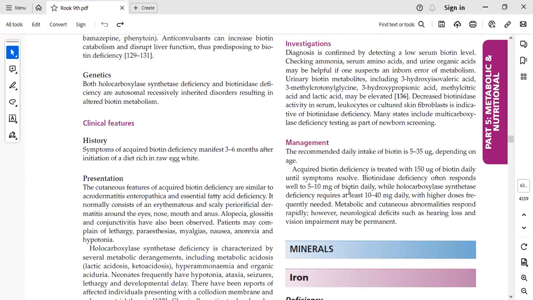We take biotin tablets, we crush them, and we can give them orally through insulin syringes. IV formulations of biotin are also available. We can administer IV biotin as well. The metabolic and cutaneous abnormalities respond rapidly. However, the neurological deficits, such as hearing loss and vision impairment, may be permanent.